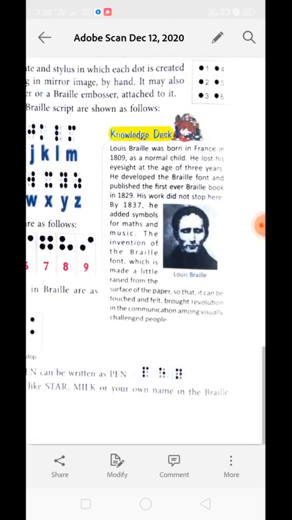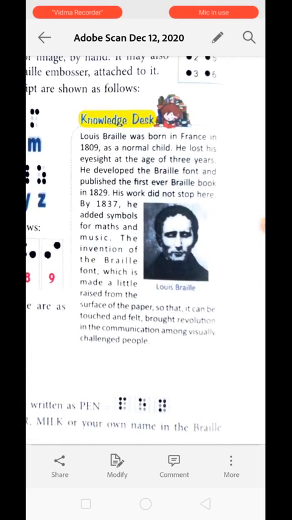Now over here in the knowledge desk, we have a paragraph on Louis Braille. He was born in France in 1809 as a normal child, but he lost his eyesight at the age of 3. Later on, because of his curiosity to learn, to write, to read, he developed a special type of script that is called Braille script. The Braille font was developed by him and published for the very first time in 1829. His work did not stop there. By 1837, he also added symbols for maths and music.